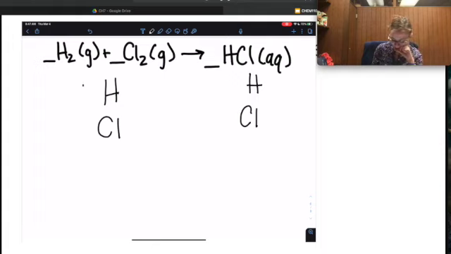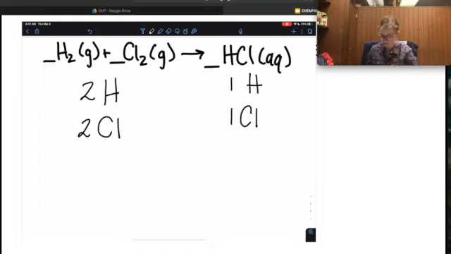So I have H2, which means I have 2 hydrogens. I have Cl2, which means I have 2 chlorines. So in that case, I have 2 hydrogens in the reactants, 2 chlorines in the reactants. Now I'm going to go to the products. It looks like I just have 1 HCl molecule, so I have 1 hydrogen, 1 chlorine. Well, when I take a look at this, I look at my original problem and I say, is it balanced or not? No, it's not balanced.